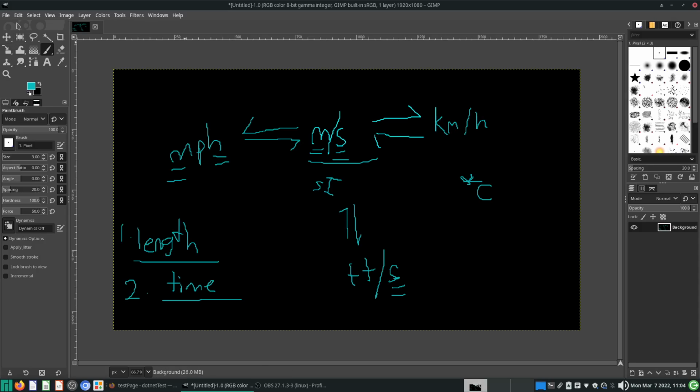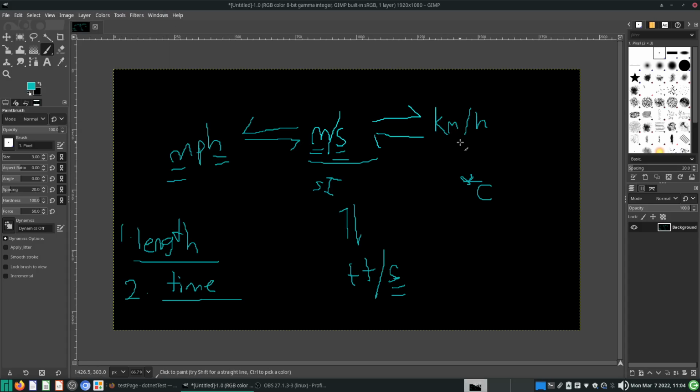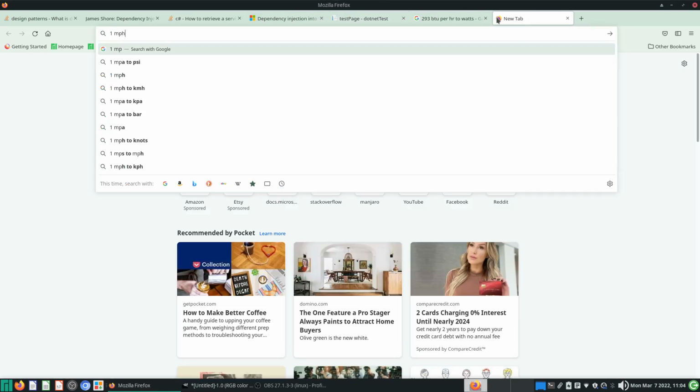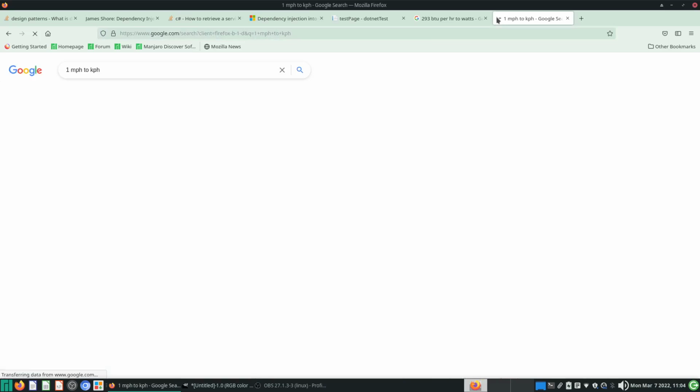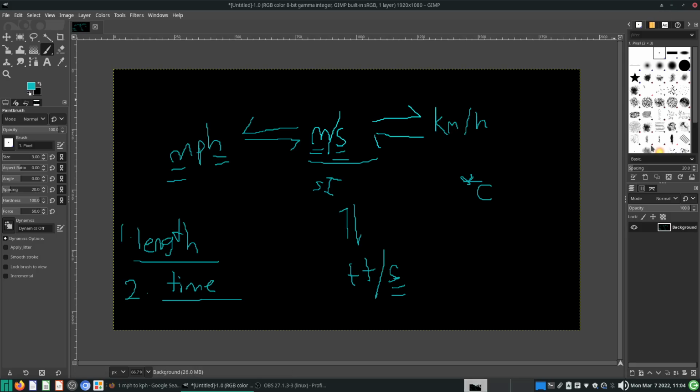Of course, you can just look at Google and you can tell me 1 mile per hour is approximately 1.6 kilometers an hour. So 1 mph to kph, it's about 1.6. Yeah, 1.6 kilometers an hour. You can just use that number, sure, fine, that works.